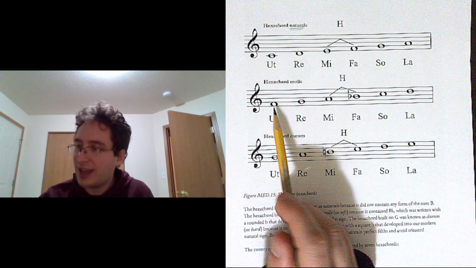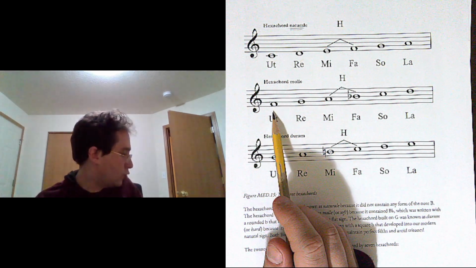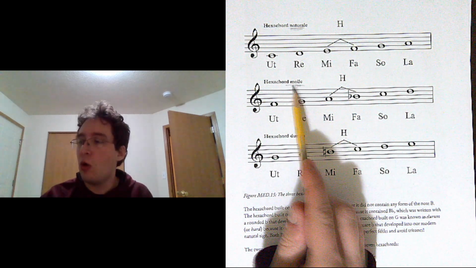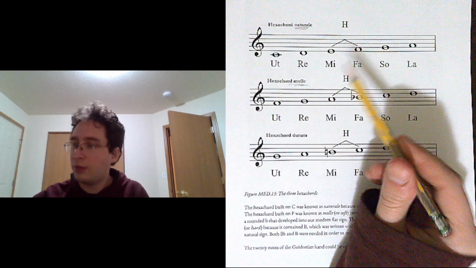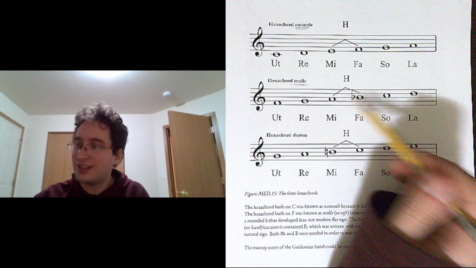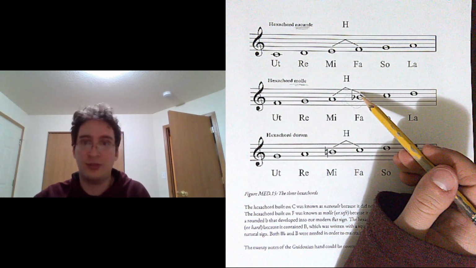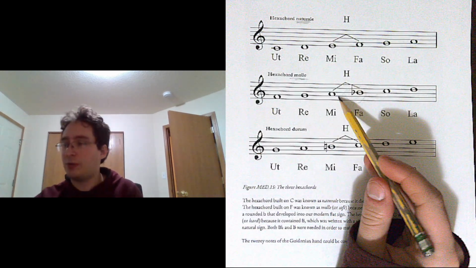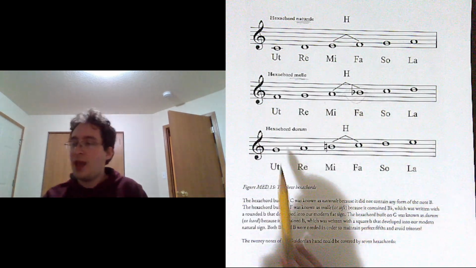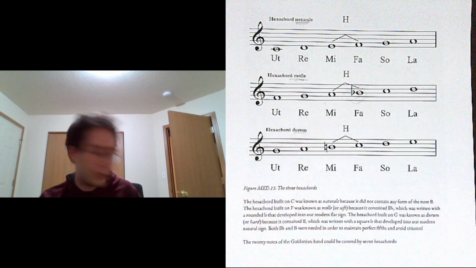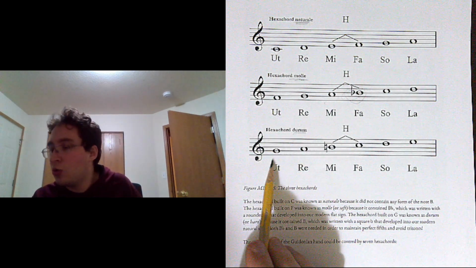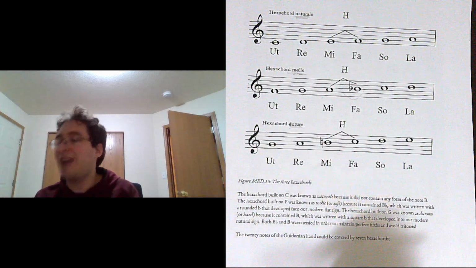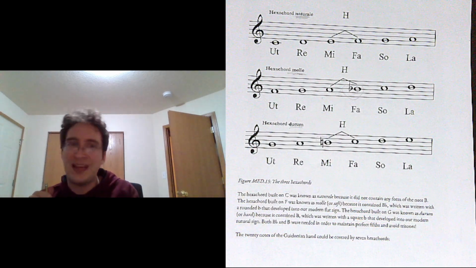Then you have the hexachord built on F, ut, re, mi, fa, sol, la. This was known as the hexachord mol because mol means soft, and it had this softer, as it was known at the time, or flat version of the note B, because that's where the half step is between mi and fa. And then you have the hexachord durum, or hard, that's built on G, ut, re, mi, fa, sol, la, that has the B natural, or the harder form of the note B.